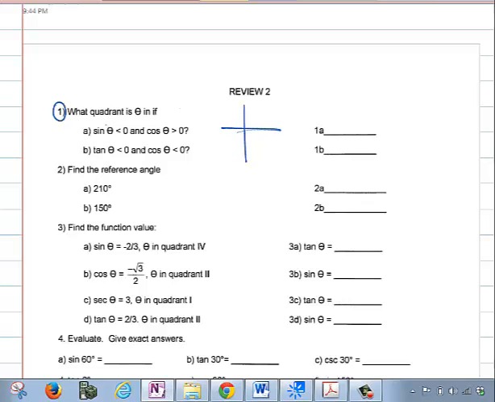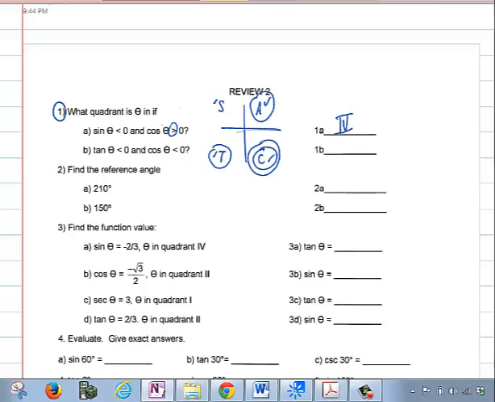when you look at sine of theta, they say it's less than 0 and cosine is greater than 0. You should use your little graphic organizer where it basically says all students take calc or cooking, and it says that sine is less than 0, which would be in quadrant 3 and 4, and the cosine is greater than 0, which should be in quadrant 1 and 4. So the overlap is quadrant 4. So we would put that there.